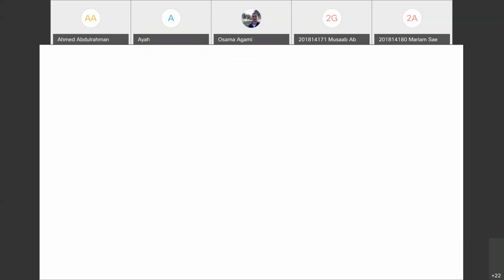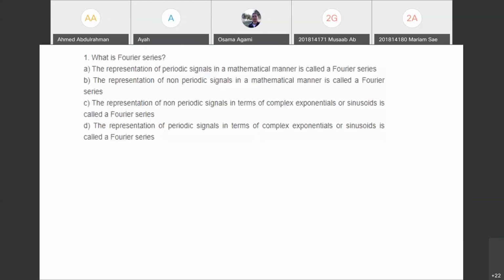Now we will start a different part of the question. What is the Fourier series? You have 4 answers. Let me know what is the best or the right answer for what the Fourier series is. Please read the 4 answers very well. They are very close to each other.